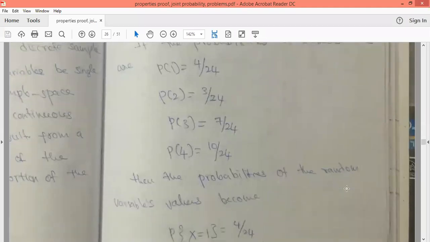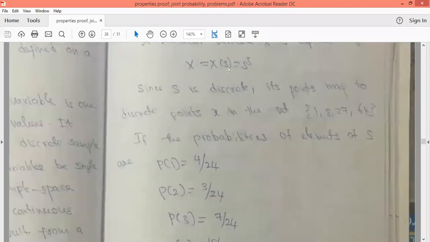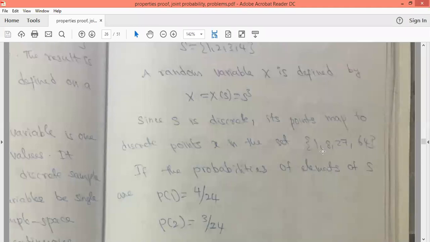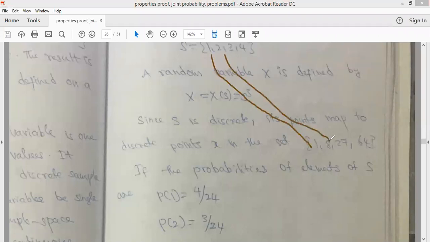Okay. Then the probability of random variables. So what is the probability of the random variable? P of X is equal to 1. Since 1 is mapped to 1 only. See here, this is 1 mapped to 1, and 2 is mapped to what? 8. 3 is mapped to 27. 4 is mapped to 64.